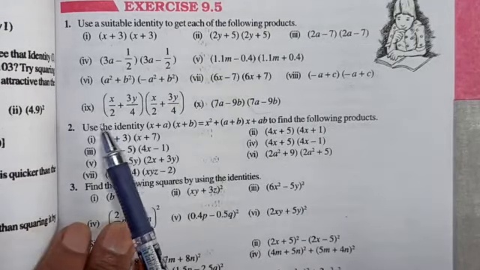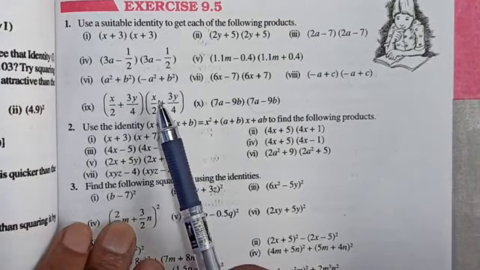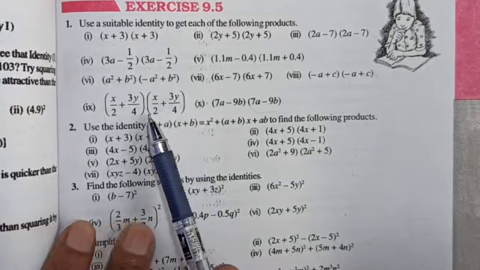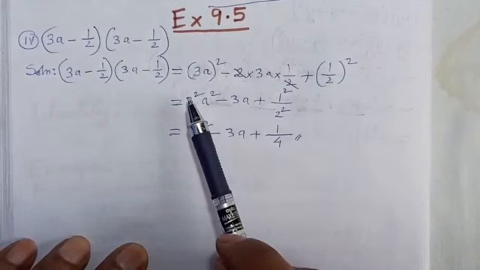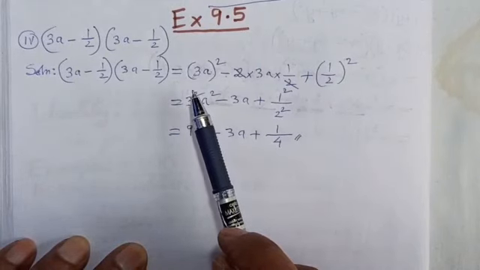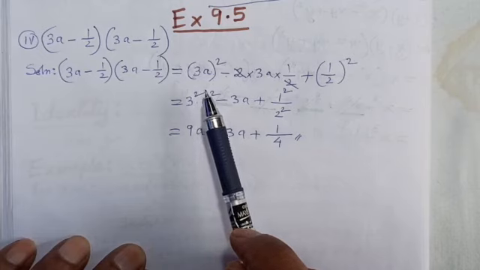Next, let's try Roman number 9. (x/2 + 3y/4) into (x/2 + 3y/4). Okay, let's try this. Here I skip one step, so please let me correct it.